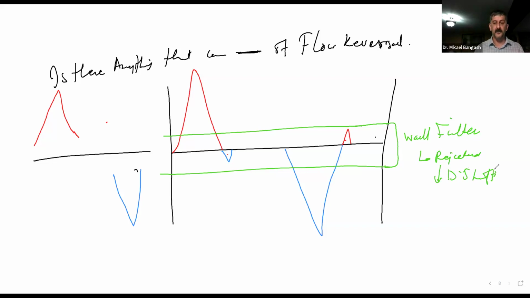Or Doppler shift frequencies, right? Did you guys get that? So this is the effect of your wall filter on a spectrum. We just say all this area here is going to have no graph, because it was filtered out.